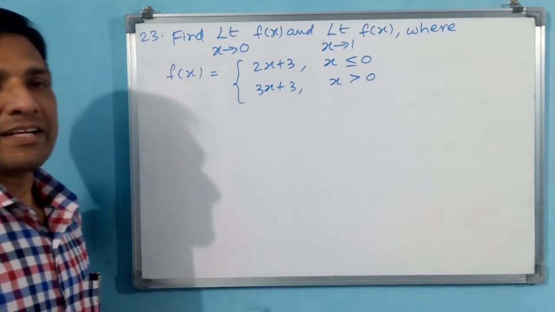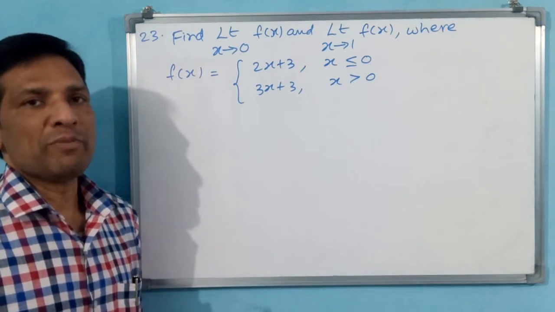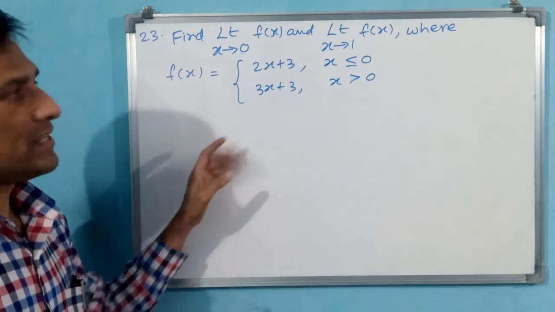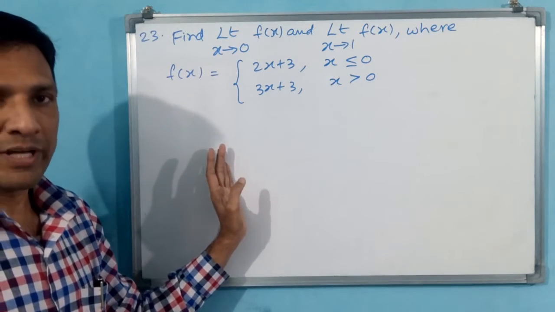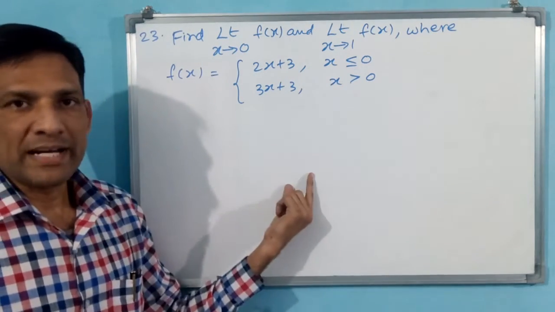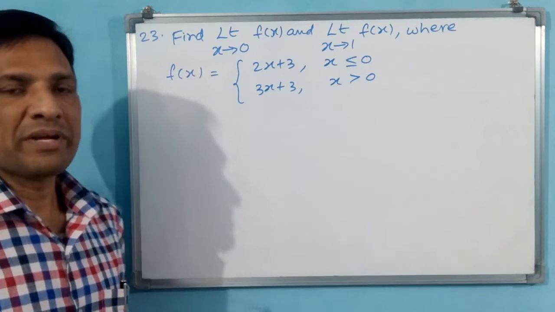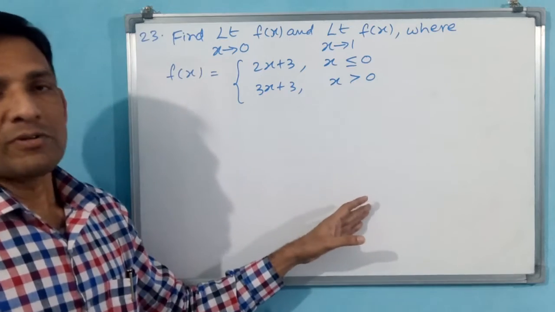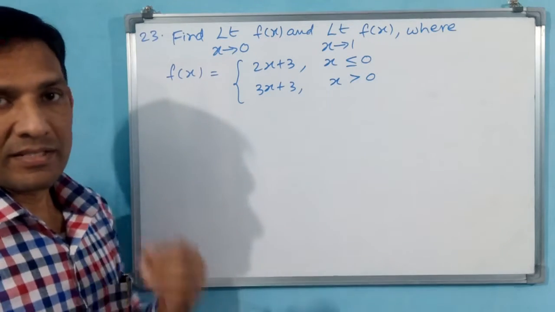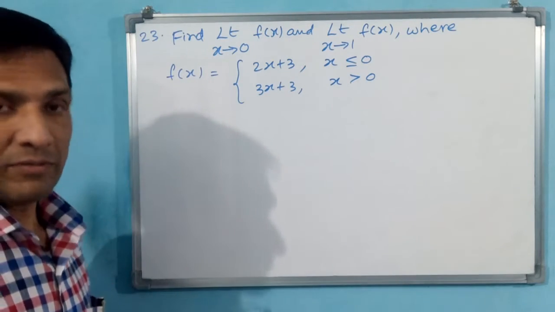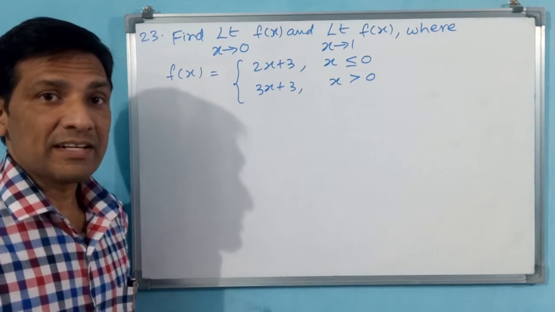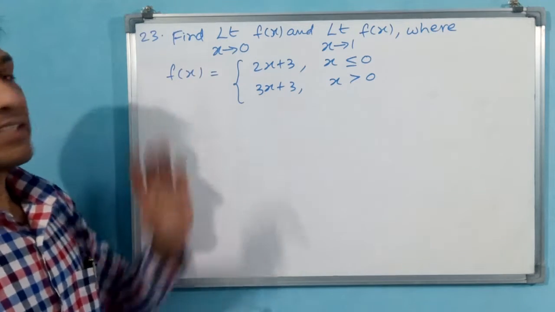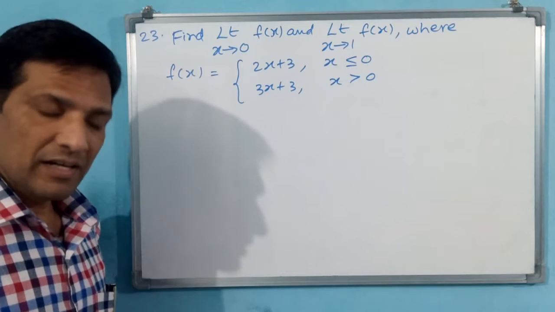Here what you have learned, left hand limit and right hand limit are going to come into the picture. Here direct limit is not there. Left hand limit and right hand limit we are going to take. If left hand limit equals right hand limit, then the limit exists and that limit you are going to write. If left hand limit is not equal to right hand limit, then the limit does not exist, like you can write and close.